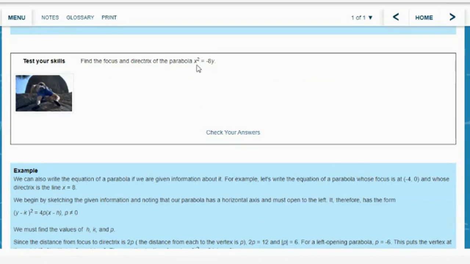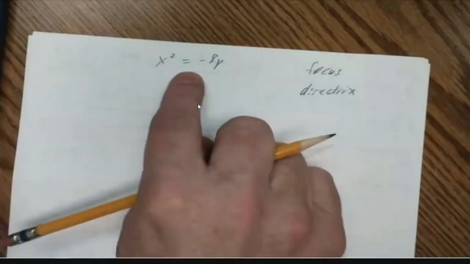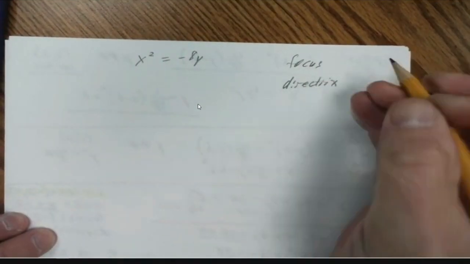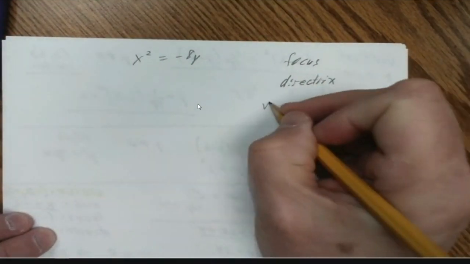Let me write this down. X squared equals negative 8y. So obviously this parabola has an h and k of 0. They want us to find the focus and the directrix. All right, so if we bring this back up, they gave us this equation. They said, here's the equation of our parabola. And they want us to find the focus and directrix. So to find the focus and directrix, first we need to find the vertex.